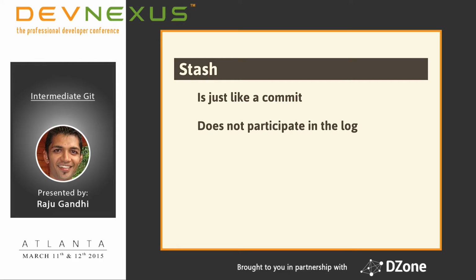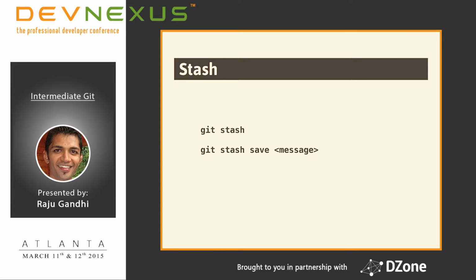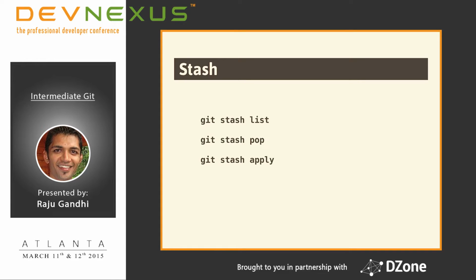When I say the log, I mean the DAG, the directed acyclic graph, which means that when you push, no one else sees those stashes. They never go upstream because they are not part of the log. Git stash save, git stash list, git stash pop, git stash apply. These are the 2 ones that you want. You can always do a git stash clear, which throws away the entire linked list of stashes. Start afresh.